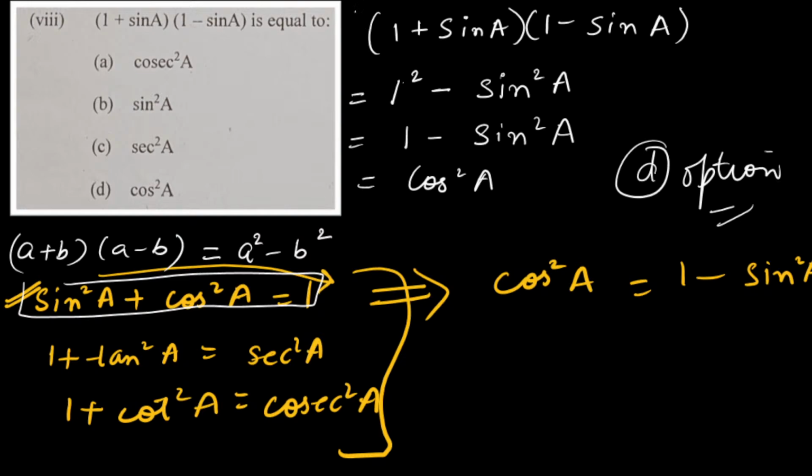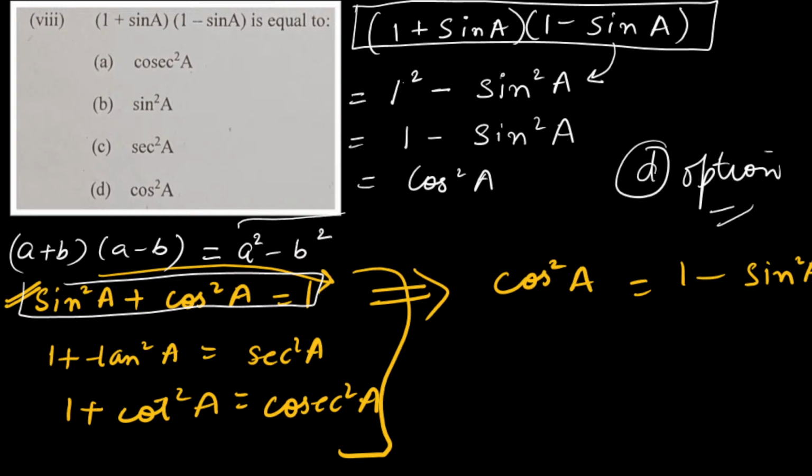So this was very easy. Because as I've told you, algebraic identities should be always in your mind. So this is very simple identity, A plus B into A minus B, but we should know how to change it. So we have to change into this form. Afterwards, square relations we have to use. So square relations, 1 minus sine square A is equals to cos square A. So D option.